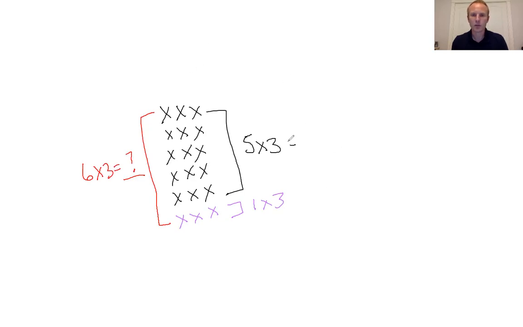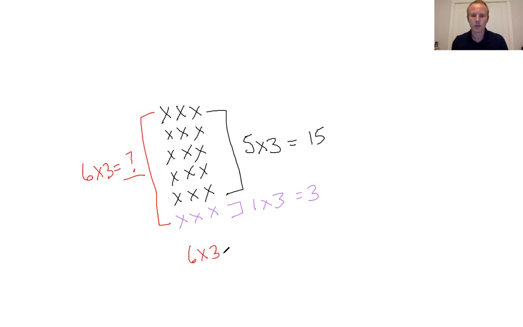So 5 times 3, we can count by 5s for that. 5, 10, 15. We counted by 5s 3 times. And 1 times 3, 1 times anything is itself. So 1 times 3 we know is 3. And now we get to the part where we need to use parentheses. So we can solve it just like this.